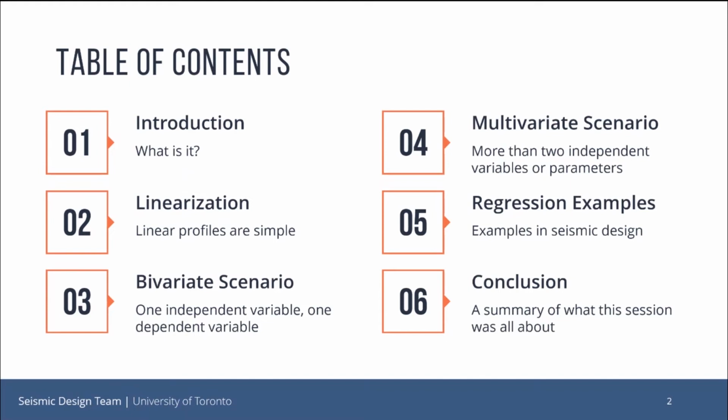Afterwards, we're going to consider two scenarios, one of which is called bivariate and the other is called multivariate. The bivariate scenario consists of two total variables, and the multivariate scenario consists of more than two variables. Both of these will be discussed later. Once that's done, we're going to go over some regression examples and look at a couple of cases where our team in the past has used some regression techniques to find some properties that we're interested in finding. And lastly, we're going to summarize what we've learned.